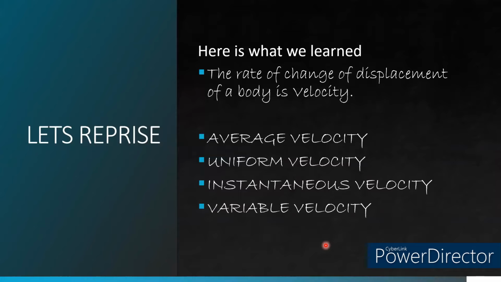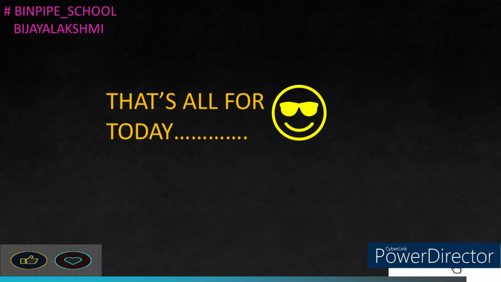And here is what we have learned from this video. The rate of change of displacement of the body is velocity, and there are 4 types of velocity, that is average velocity, uniform velocity, instantaneous velocity, and variable velocity. So that was all about the types of velocity.